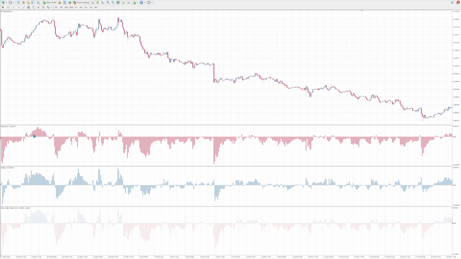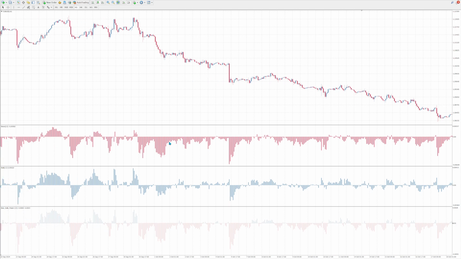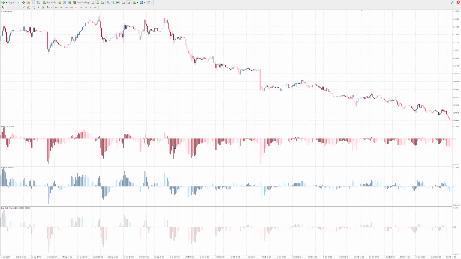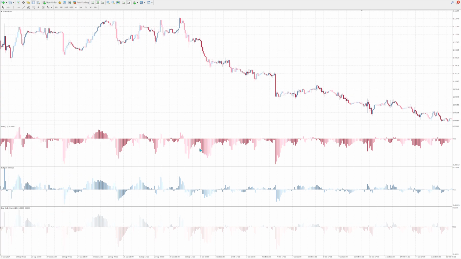We have the bears indicator. Basically, when this is below, it suggests that the market is in a downtrend. Obviously, the lower the values, the further away the trend is, which can help prevent you from selling if the market is too oversold.